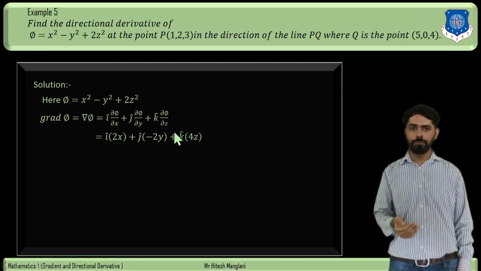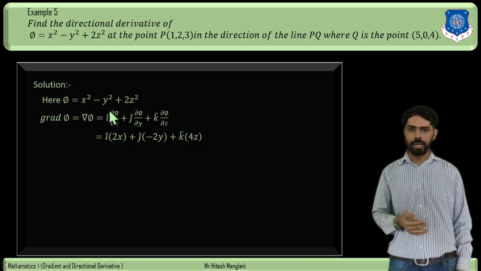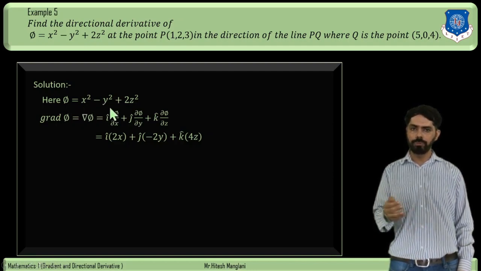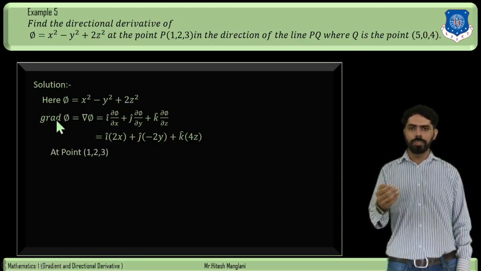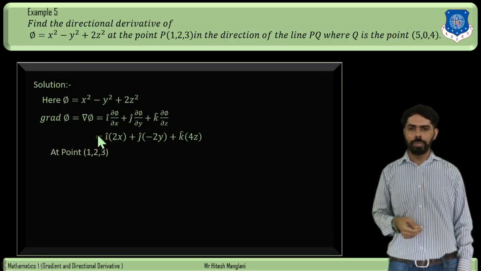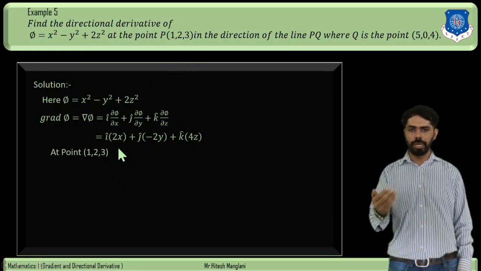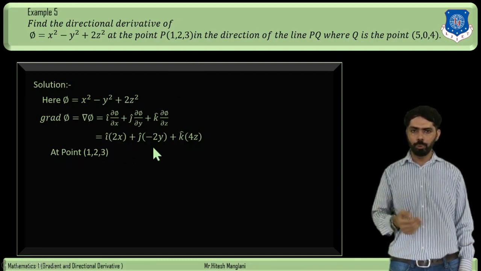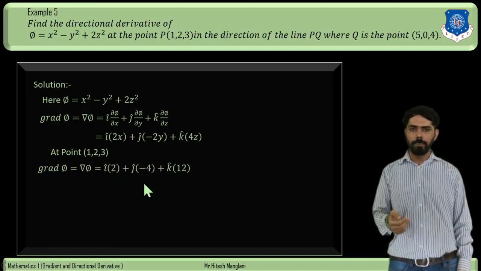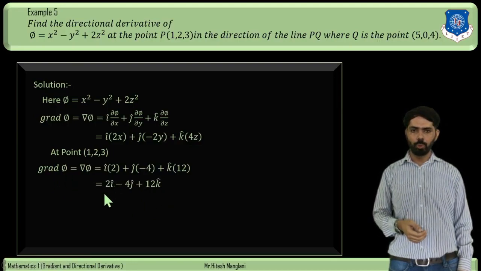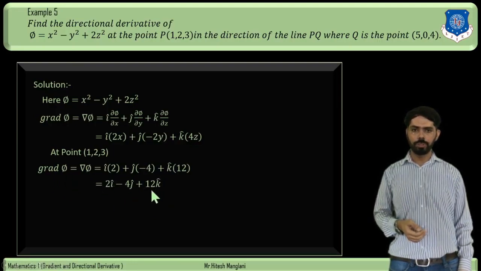Now we will have to find out del phi by del z. That means partial differentiation of the function with respect to z. So x and y are constant, so the derivative of these two terms will be 0. And here the derivative of z square will be 2z, 2z into 2, so it will be 4z. So this is grad phi. Now we will have to find out grad phi at the point (1, 2, 3). So for that we will replace x by 1, y by 2 and z by 3 in this result. So it will be 2i minus 4j plus 12k. So this is grad phi: 2i minus 4j plus 12k.